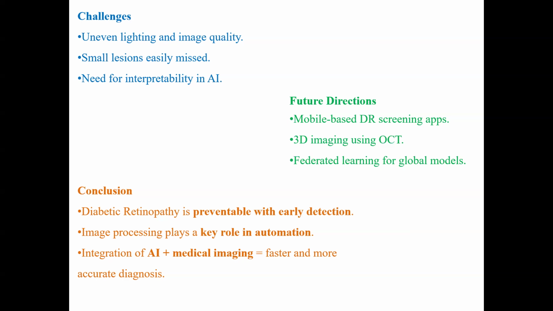What we can conclude from this entire discussion is that diabetic retinopathy is not something that is incurable. It is easily preventable provided it is diagnosed early, and thus we can avoid vision loss. Image processing plays a key role in automation, and if AI and medical imaging are integrated, this can lead to faster and more accurate diagnosis of this disease. This is in brief about diabetic retinopathy that I discussed.